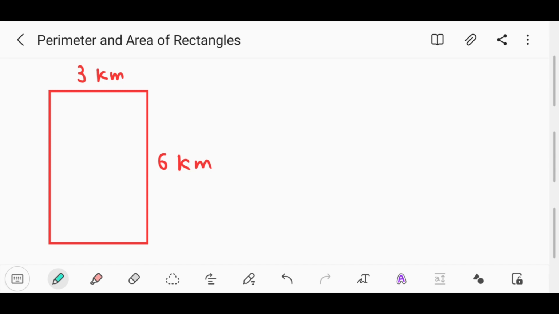So why don't we pause the video right now and try to find the perimeter and area of this rectangle by ourselves first. Done? Great. How do we find the perimeter? The perimeter is the outline of the shape, and in order to find this, we need to add all the four sides. So if this side is 6 kilometers, the opposite side is also 6 kilometers. And if this side is 3 kilometers, the opposite side is also 3 kilometers.